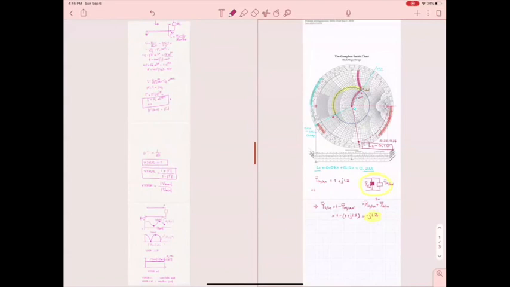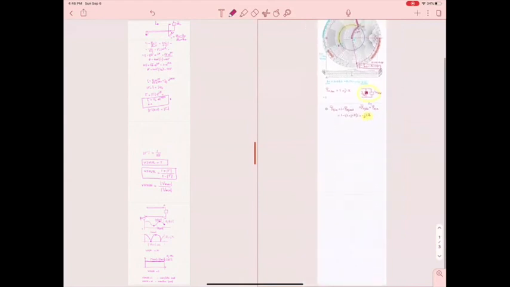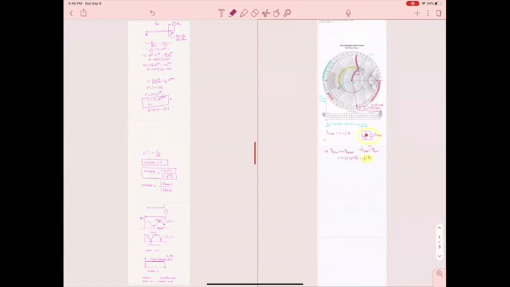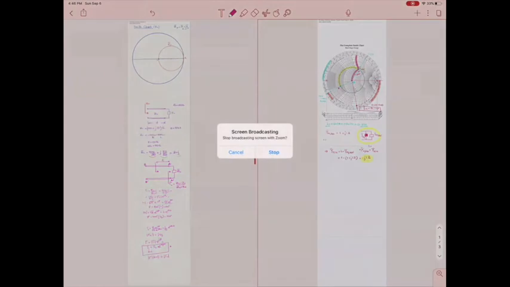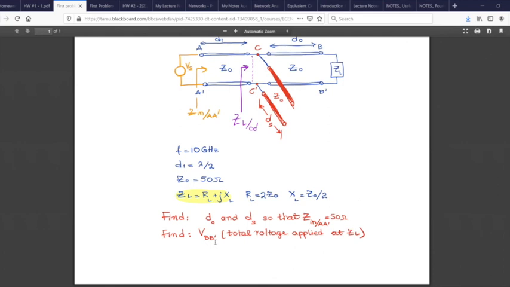Could you share it? Sure, I could do that. Do you see it here? This portion right here, find VBB prime, total voltage applied at ZAL. We didn't get to solving that. This part right here is VBB prime. Okay. So I will try to solve this next time.